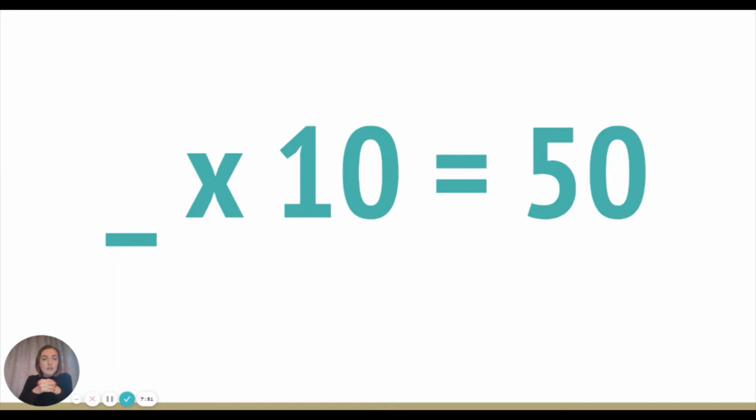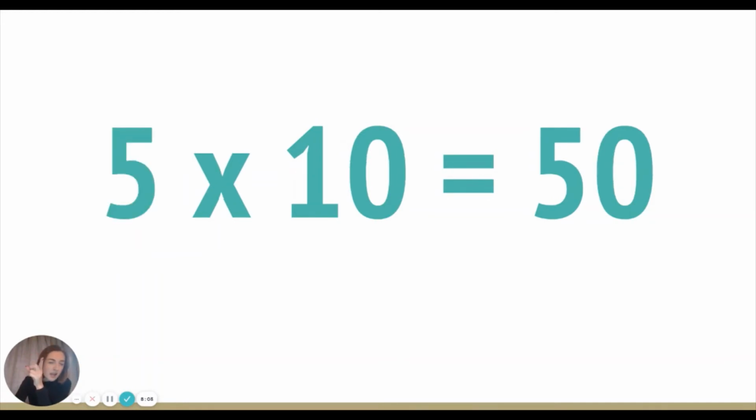What about this one? How many jumps do you need to do to get to 50? How many lots of 10 to get to 50? 10, 20, 30, 40, 50. I've counted 5 jumps. You might have remembered that one from our counting in 5s yesterday.